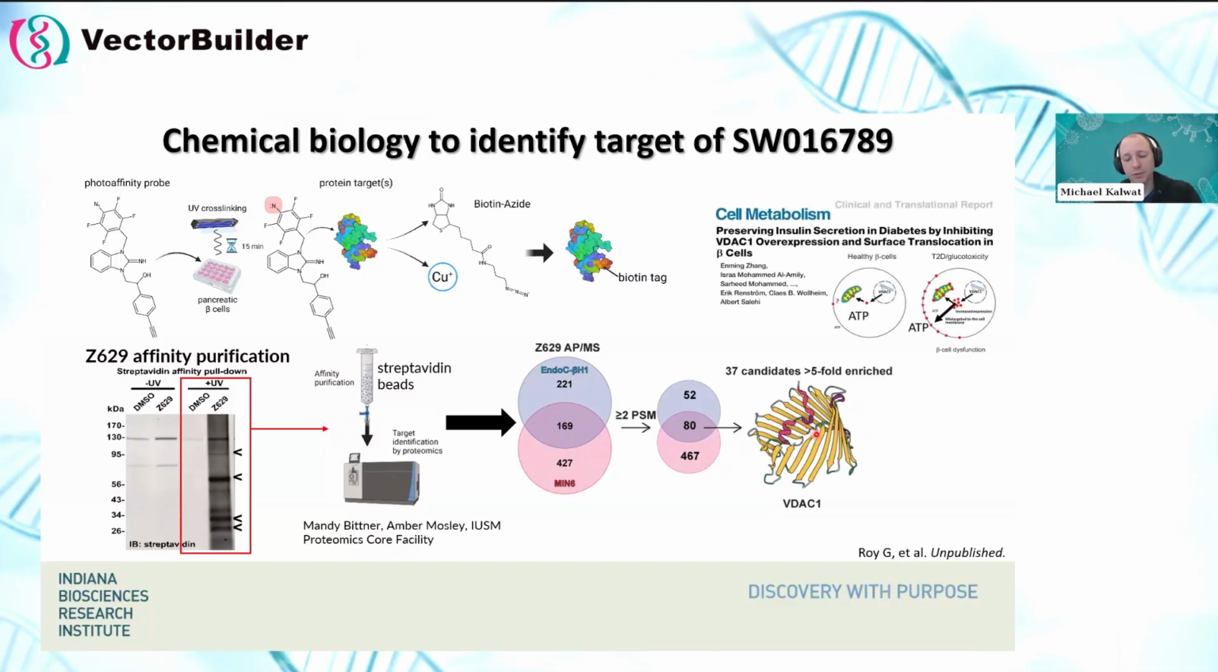The reason this one looked interesting among the other potential targets is that there was already some knowledge in the literature showing that VDAC1 is elevated in type 2 diabetic beta cells and could potentially drive some of the beta cell dysfunction. So that appeared to fit with what we are observing with the treatment with our compound too.